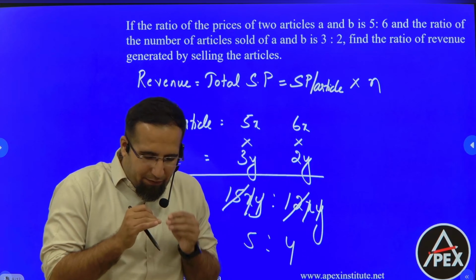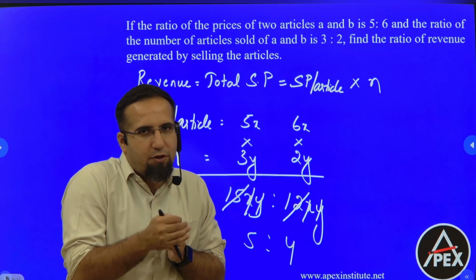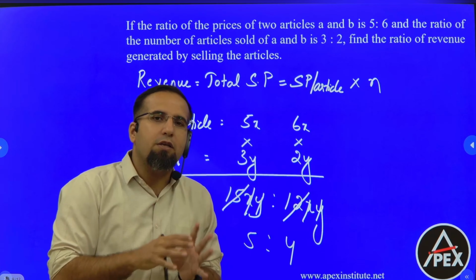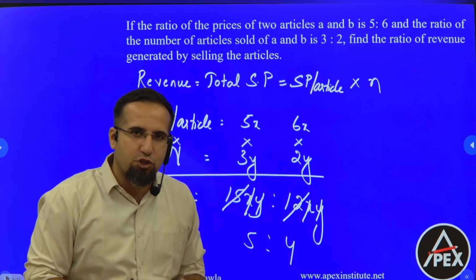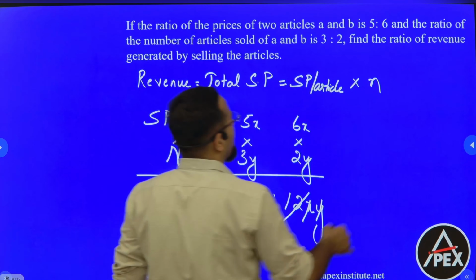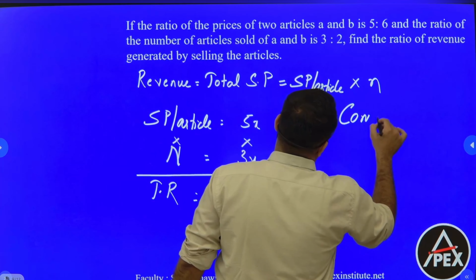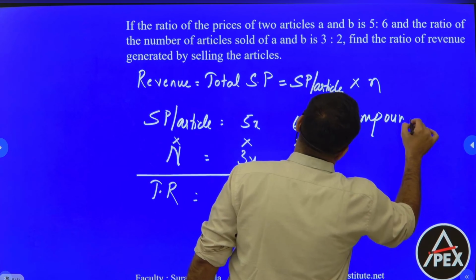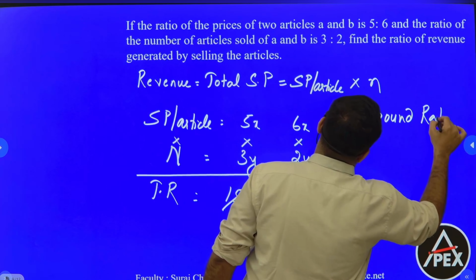Now remember guys, whenever you are multiplying two ratios, the final ratio obtained is called the compound ratio. ठीक है? This is also one more type of ratio that we can learn, that the final ratio obtained is called the compound ratio.